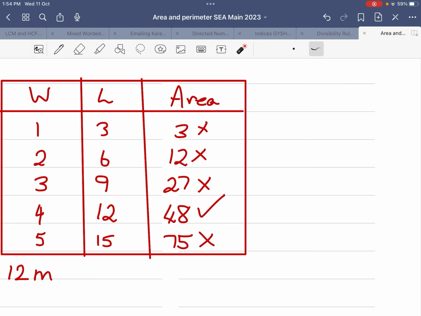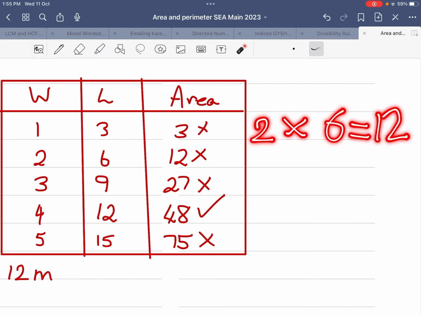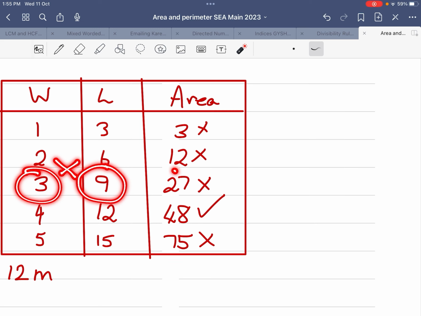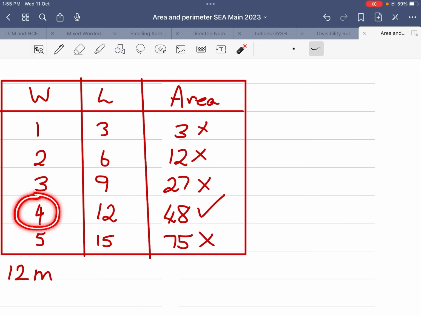So we know that the length must be 3 times the width. So if the width is 2, then the length must be 2 times 3, which is 6. If we multiply that, 2 times 6 is 12. We didn't get 48, so it's not 2 and 6. So we try different numbers. We try 3. If the width is 3, then the length will be 3 times 3 is 9. When we multiply width times length to get the area, we got 27, and that's not the answer. And we try until we get the answer, 4. 3 times 4 is 12. And when we multiply the width times the length, we will get 48, which is what was given, so that is correct.